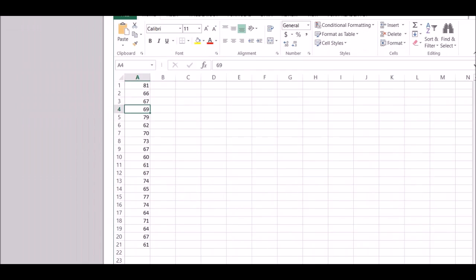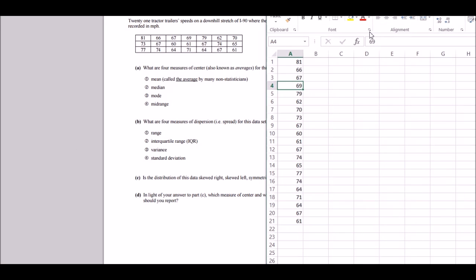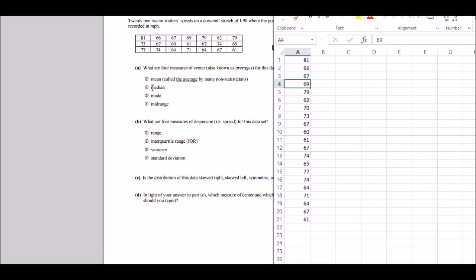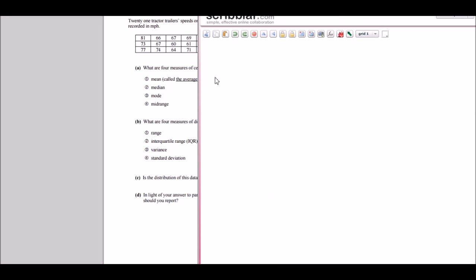Let's take a look at Excel. Right here, I already have the numbers in there for us. The first thing I see here is calculate the mean. Well, what exactly does that mean? Mean is also the average. Basically you take all the numbers, add them up, and divide by the amount that you have. So instead of drawing all those out, we'll just do another quick example.